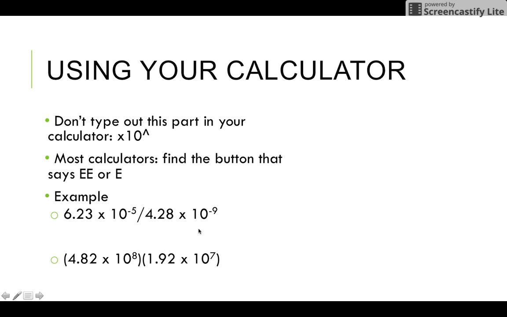Now, the important part is that because we deal with such big and such small numbers, there's a specific way I want you to type it into your calculator. I don't want you to type out multiply 10 caret like that in your calculator. It'll likely get you the wrong answer, or it'll be so long and drawn out that there are other parts to the problem that you can make a mistake on. So on most calculators, you should find a button that says EE or just a capital E.